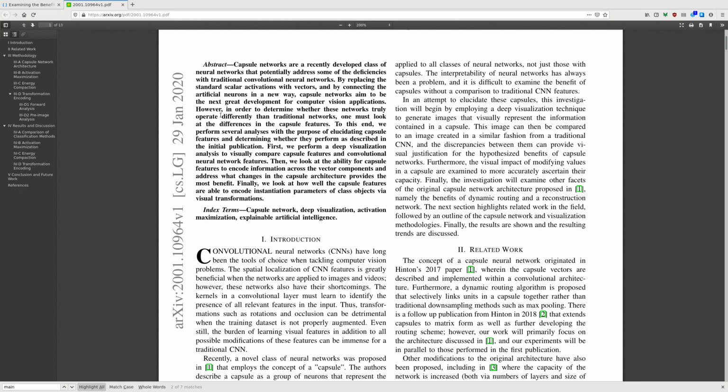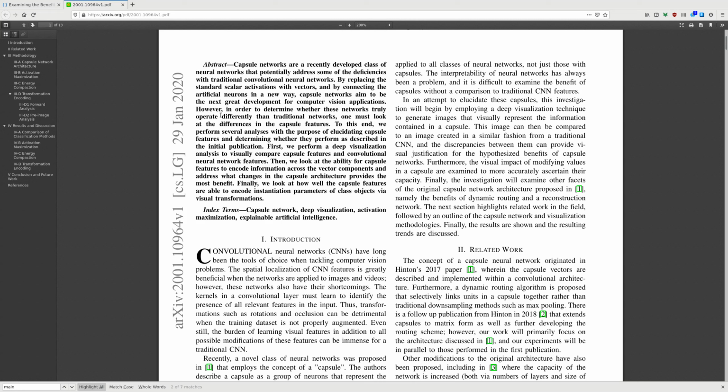However, in order to determine whether these networks truly operate differently than the traditional networks, one must look at the differences in the capsule features. To this end, we perform several analyses with the purpose of elucidating capsule features and determining whether they perform as described in the initial publication.